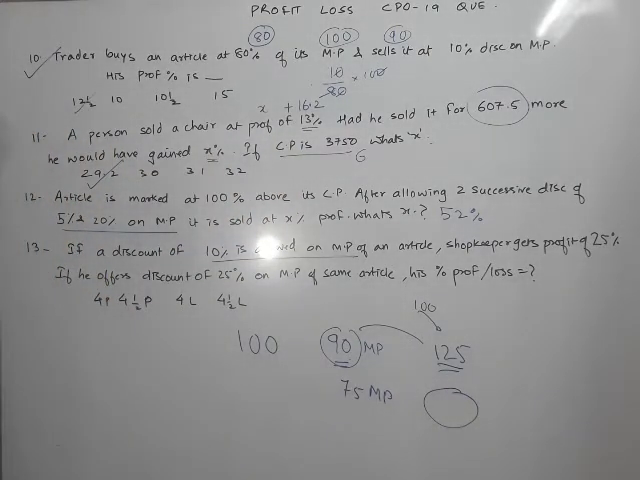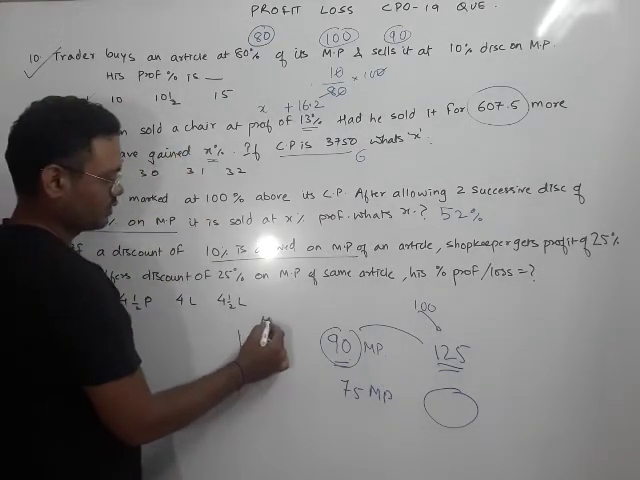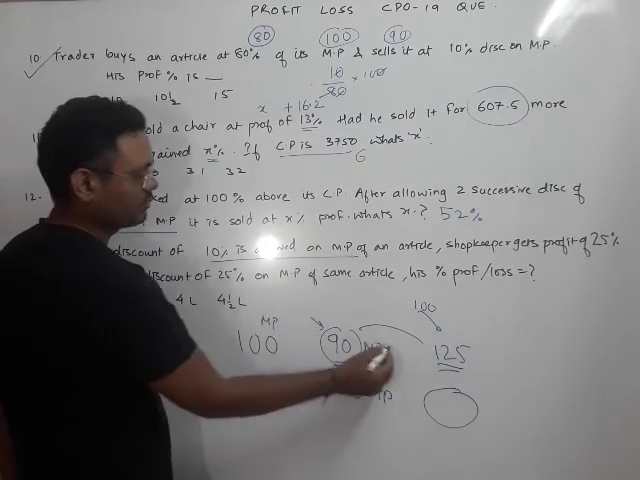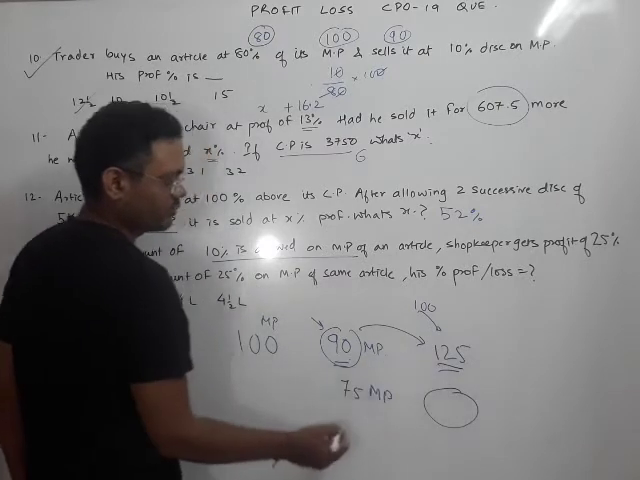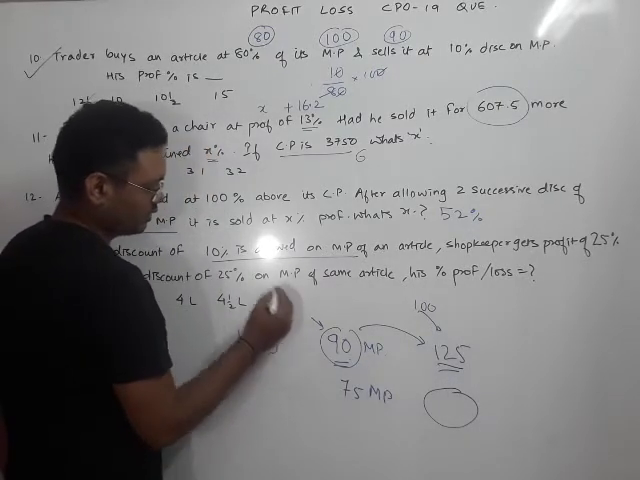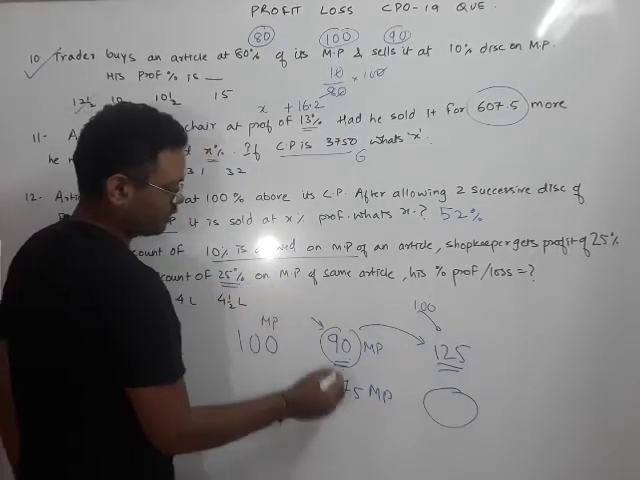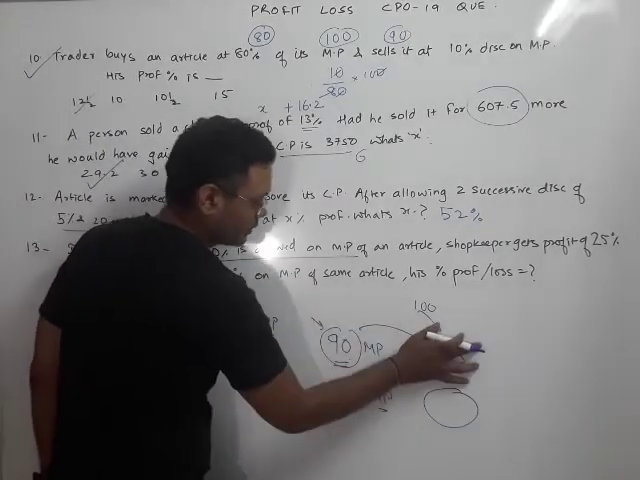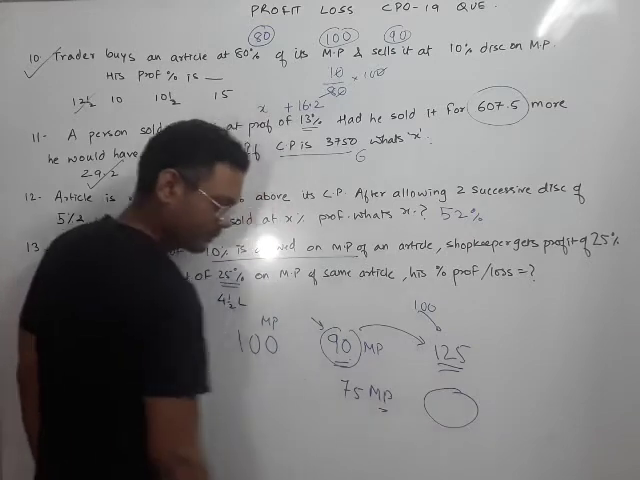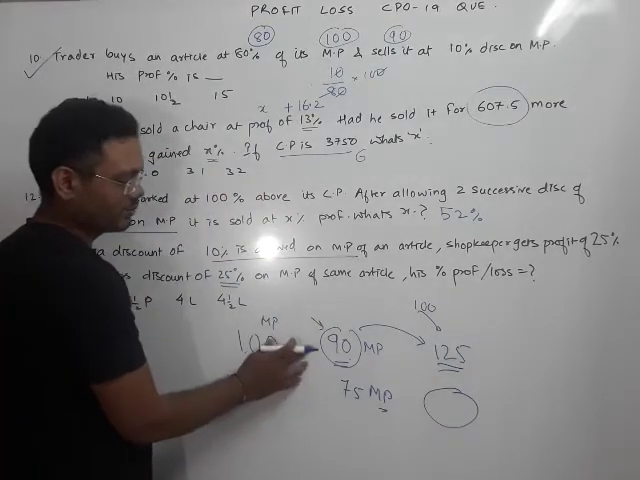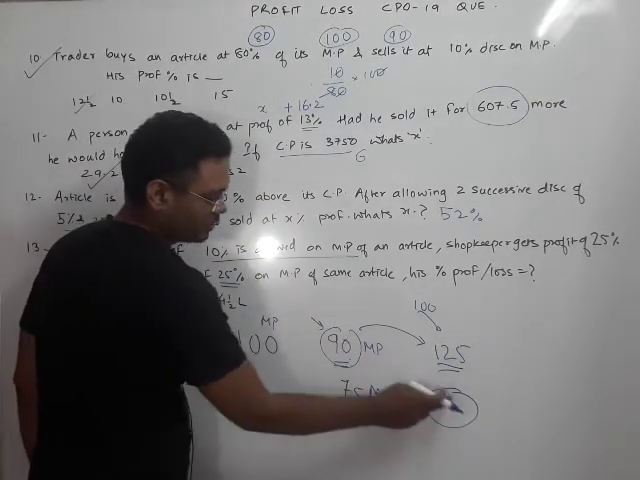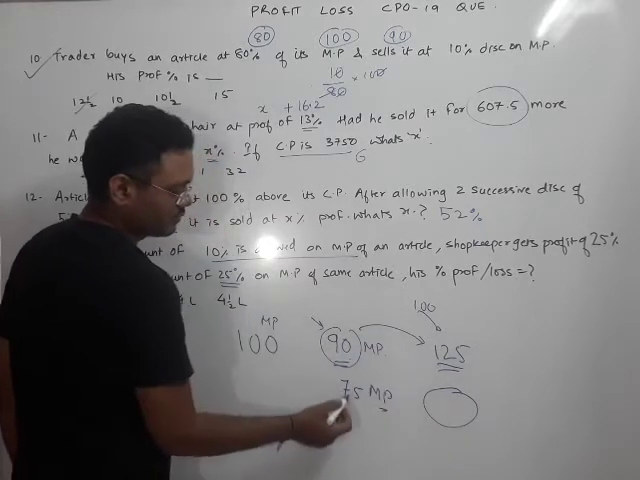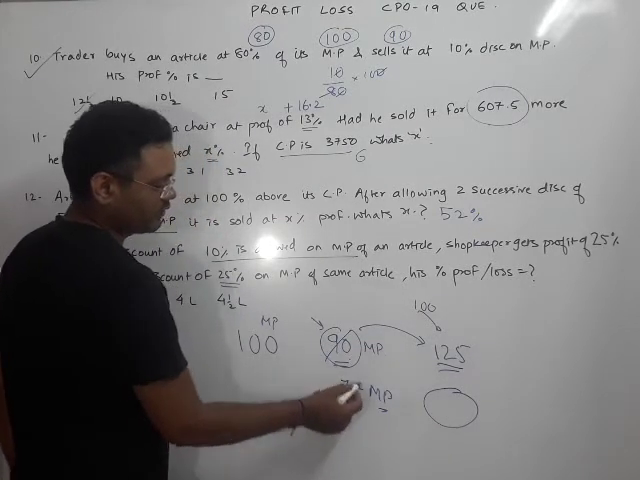If he offers a discount of 25% on mark price, it is this much. With a 10% discount, I'm getting 25% profit. He is asking, if a 25% discount is given on mark price, what will be my value? So my 90% is 125, my 75 will be what? This is the logic I explained at the beginning. So this has to be divided by this and multiplied by this. But before doing that, you can simplify it.